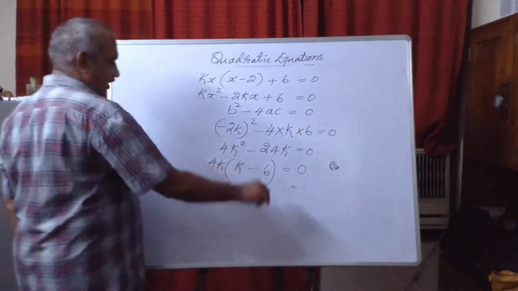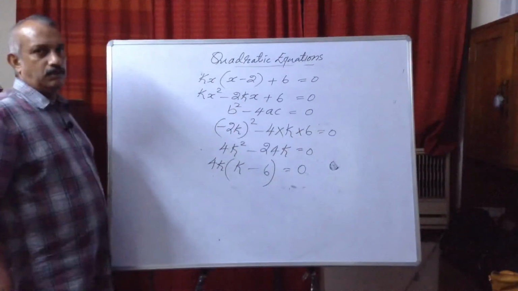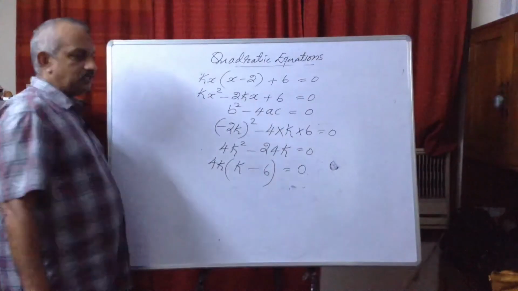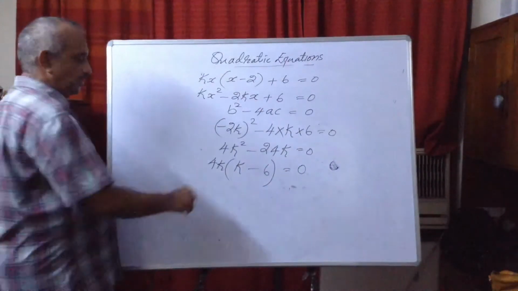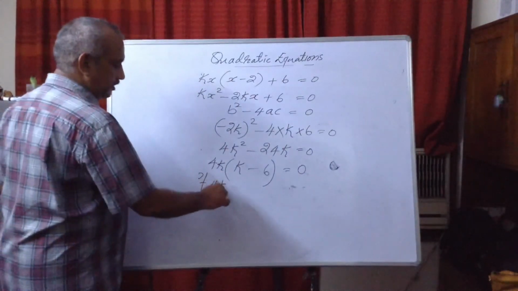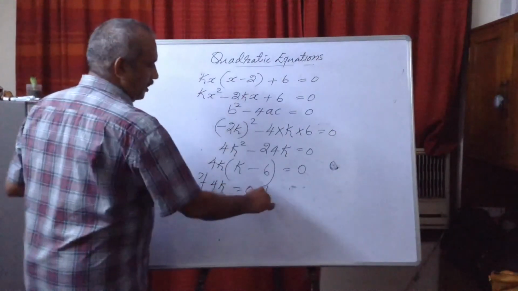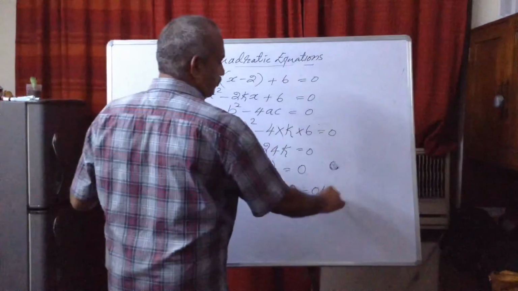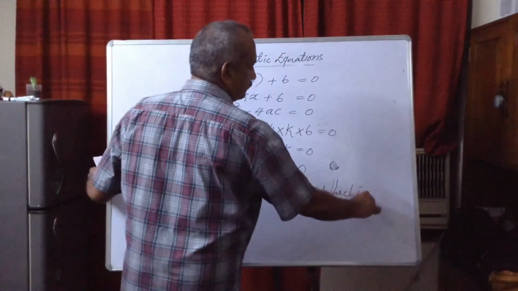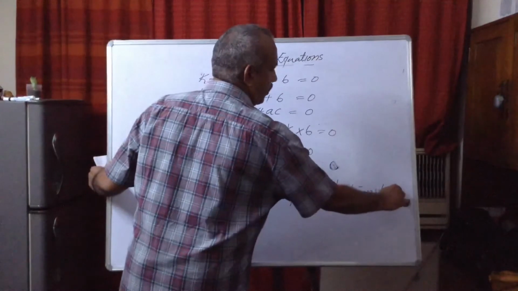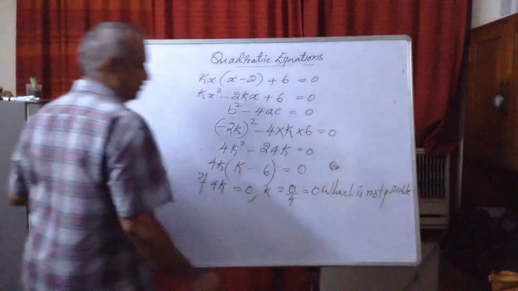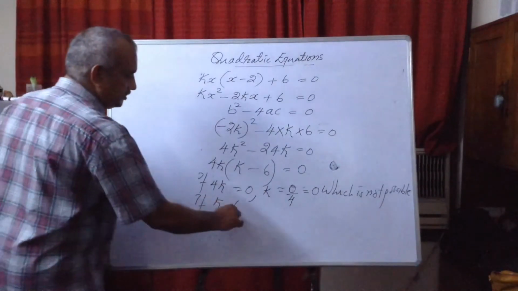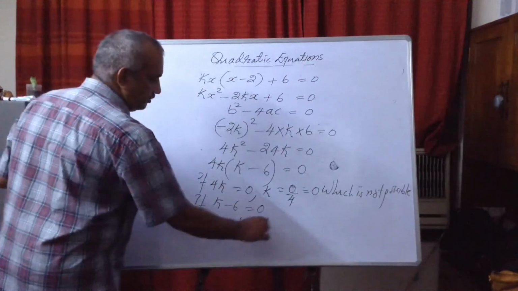Now if the product of two things is equal to 0, then at least one of them should be 0. If any one is 0, then it is possible. So if 4k is equal to 0, k is equal to 0 upon 4, which is equal to 0, which is not possible. I will tell you why. Then the second one: if k minus 6 is equal to 0, k is equal to 6.